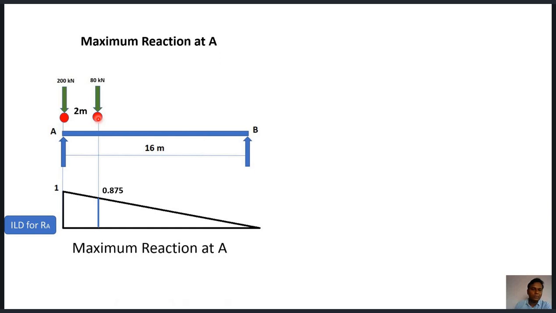So to find out maximum reaction at A, RA is equal to 200 into 1 plus 80 into 0.875. This is the best position of these two loads to get the maximum reaction at A, where the respective ordinates are maximum, that is 1 and 0.875. Hence you will be getting maximum reaction equal to 270 kilonewton. Other than these positions, if you change the position of the loads and find the reaction, you will be getting a value which is less than this 270 kilonewton.